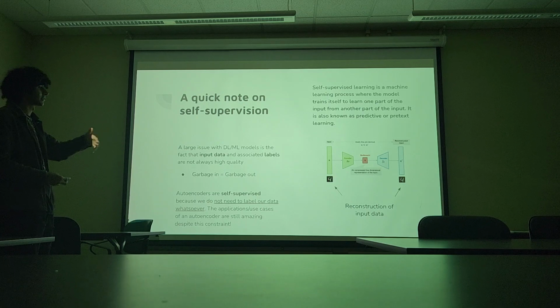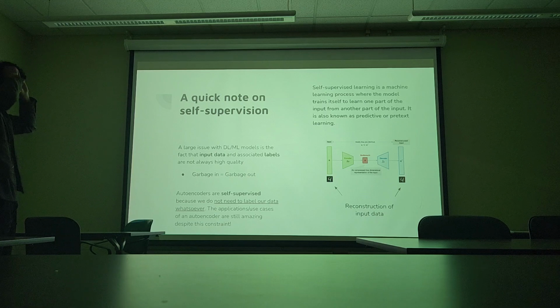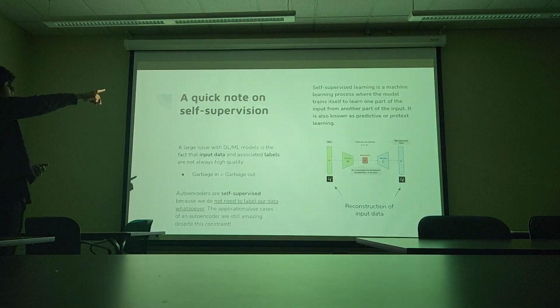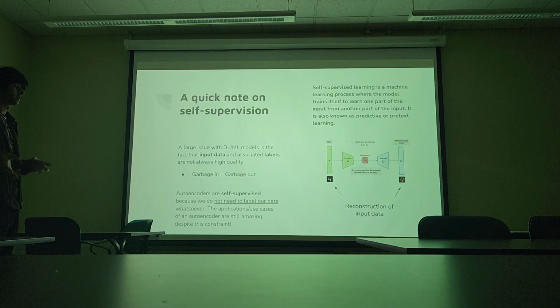So this is why it's pretty easy to make data and push it through an autoencoder, because you don't need to label it, in a sense. So as you can read up there, self-supervised learning is a machine learning process where the model trains itself to learn one part of the input from another part of the input. So if you consider this block of data your input, you'll be able to train the model off of that and no labels. That's the idea of self-supervision. There's a little more nuance to it than just the input being the same as the output, but for this case, you can think of it as that. So if I move to the next slide.